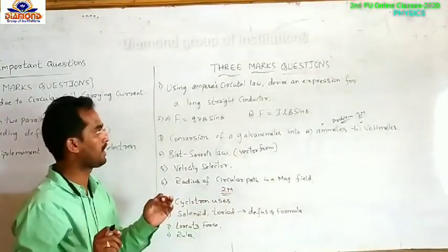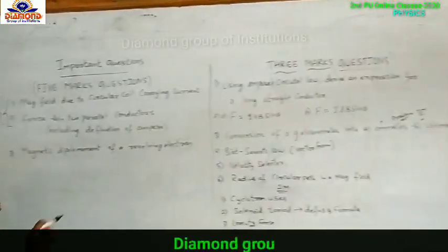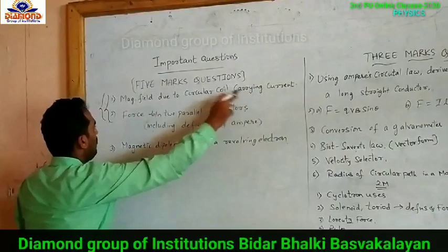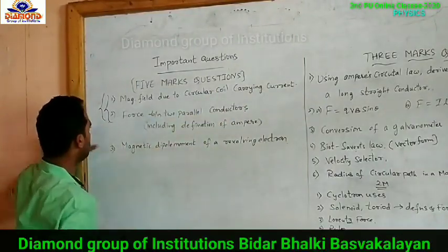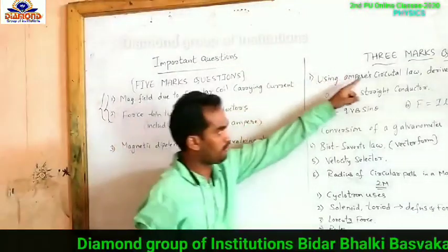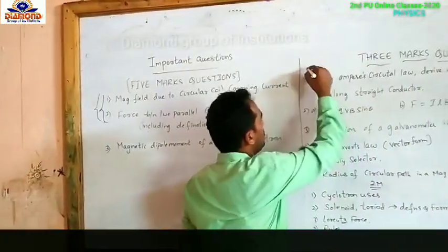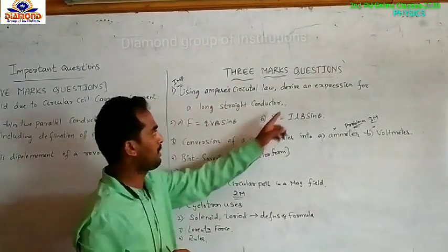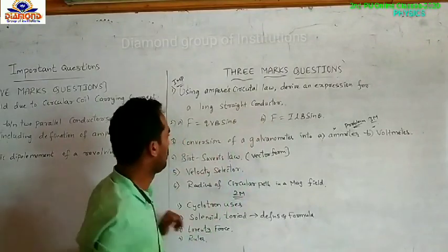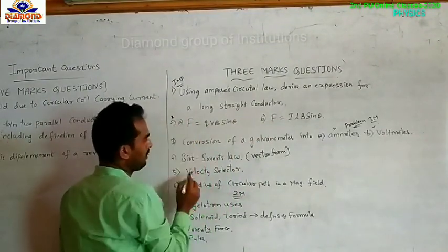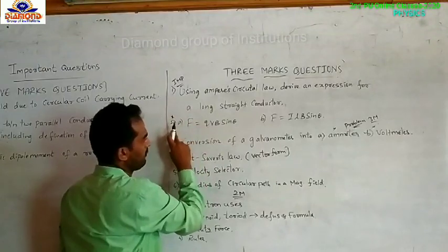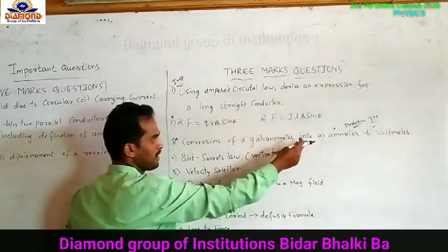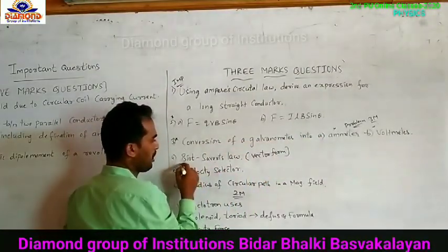Finally, I am recalling the most important questions. For 5 marks: magnetic field due to a circular coil carrying current, or force between two parallel conductors. These two are most important. In 3 marks questions, the most important one is using Ampere's circular law, derive an expression for a long straight conductor. Then F equal to qvB sin theta, F equal to ILB sin theta, the conversion of a galvanometer into an ammeter and voltmeter, and the Biot-Savart law are also important.